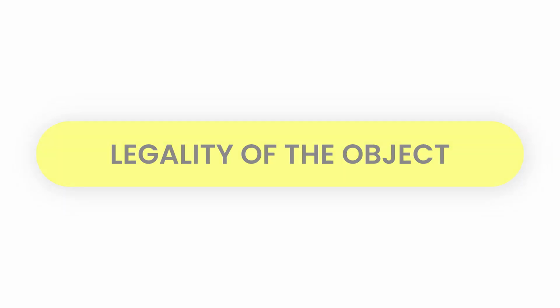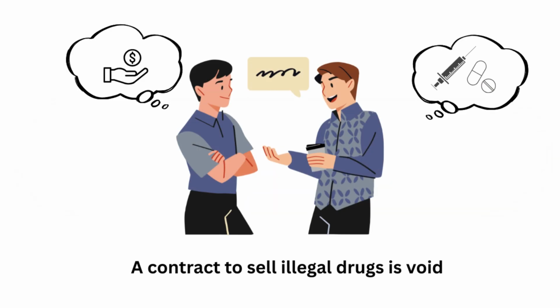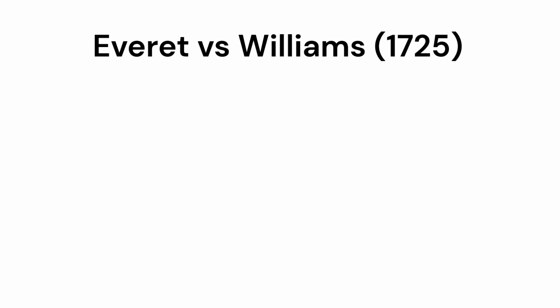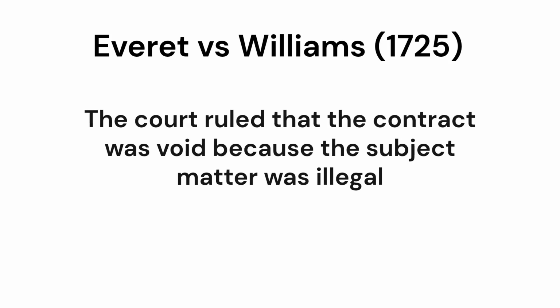Finally, the contract's purpose must be legal. You can't make a contract to sell something illegal, like stolen goods or drugs. Here is a case law: Everet v. Williams, 1725, a case that involved a contract for a robbery. Obviously, the court ruled that the contract was void because the subject matter was illegal.